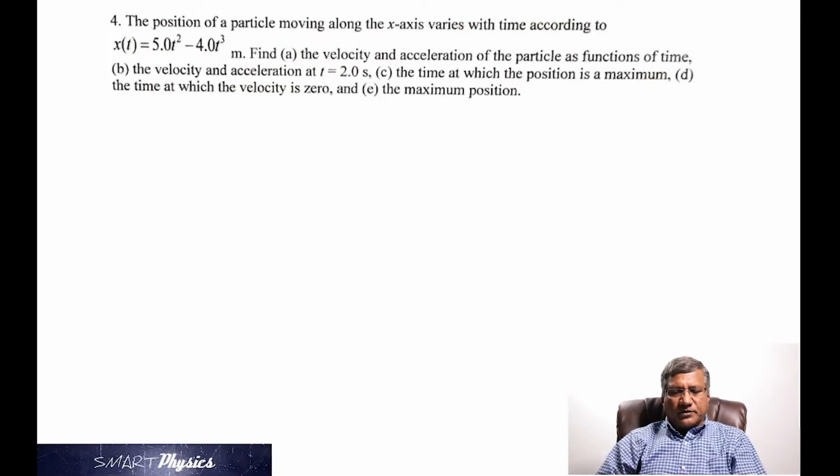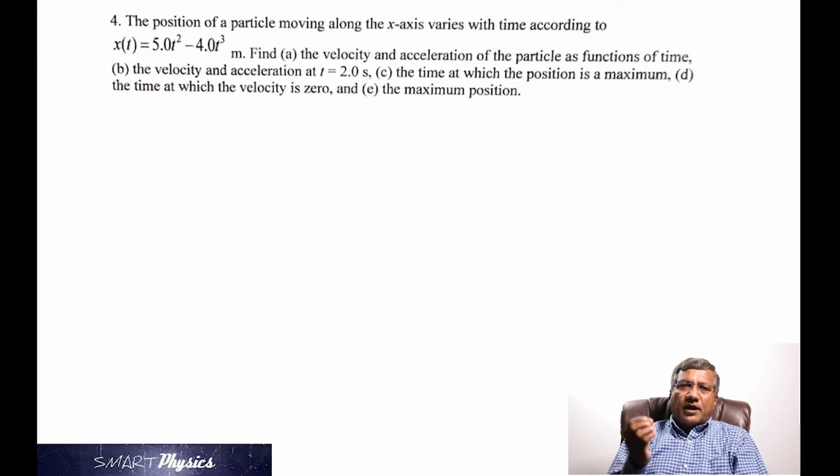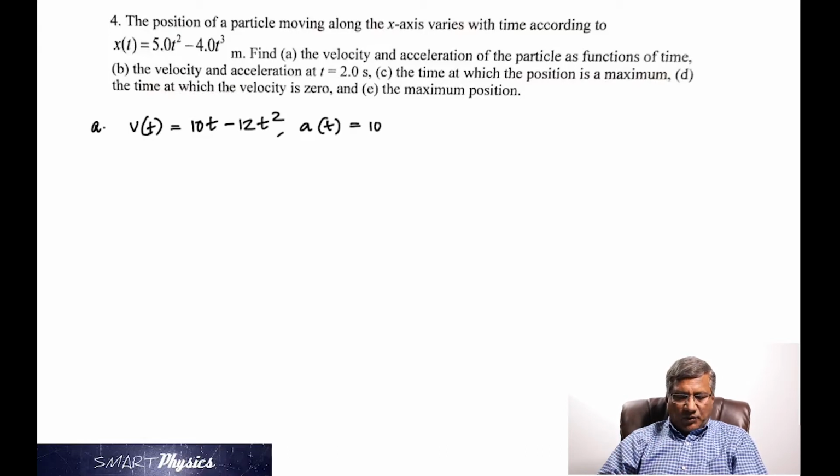In number 4, the position of a particle moving along the x-axis varies with time according to the equation x(t) is equal to 5t squared minus 4t cubed. Find velocity and acceleration of the particle as functions of time. So let's take it one by one. We're given the displacement, x is the position, and to find velocity you have to take the derivative of that. So velocity is dx by dt. So when we use calculus and find dx by dt, we get velocity as 10t, because the derivative of 5t squared is 10t, and of 4t cubed is 12t squared.